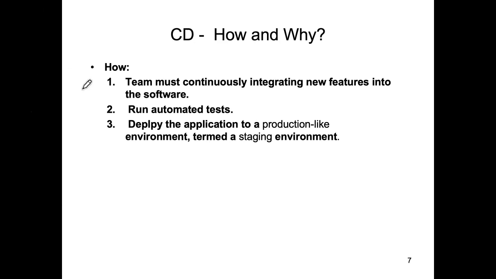Number two, you run your automated tests. That's implicit in continuous integration, I suppose. Number three, you deploy the application to a production-like environment termed a staging environment. So that has to be something that happens every time we do continuous integration. We deploy the application into an environment, presumably some server, that is configured almost identical to the production server.